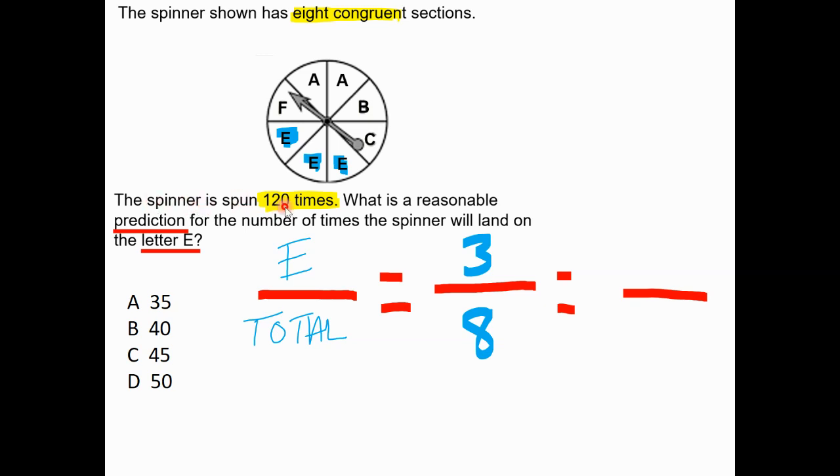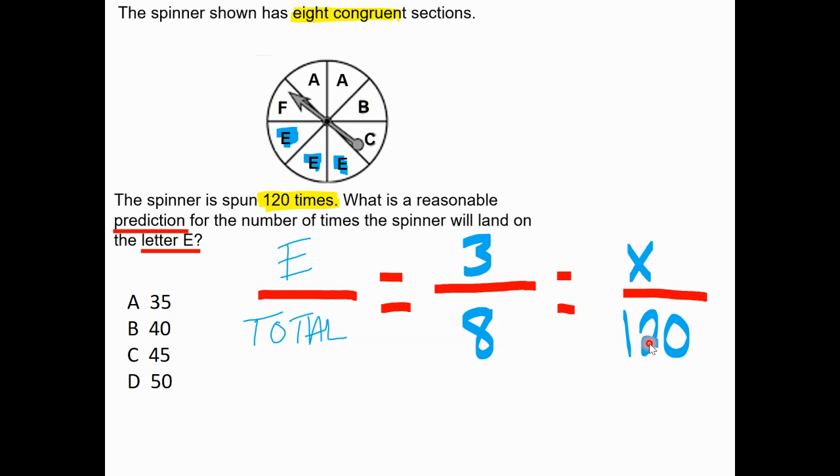The spinner is spun 120 times. So does that mean it's going to land on the letter E 120 times? Or is that your total? That is your total. You're going to spin a total of 120 times, and our goal is to figure out approximately how many times it would land on the E.